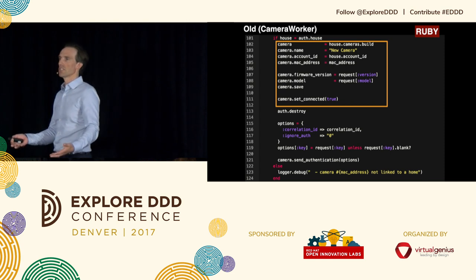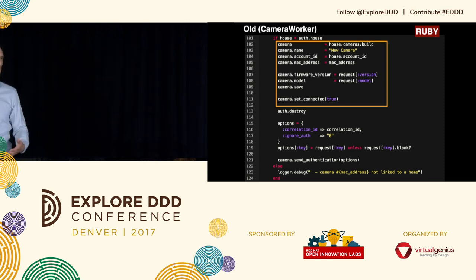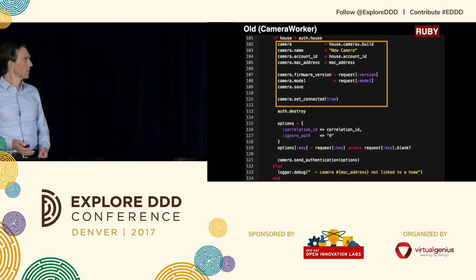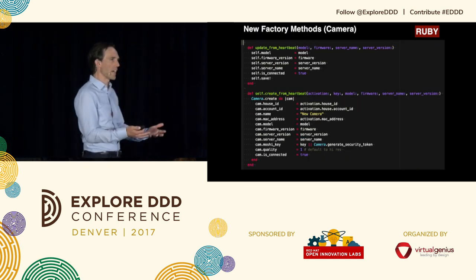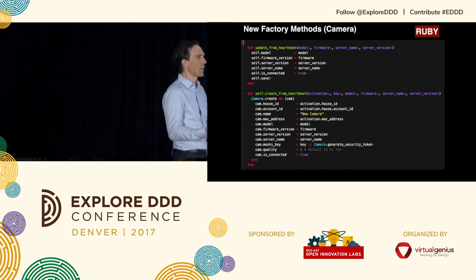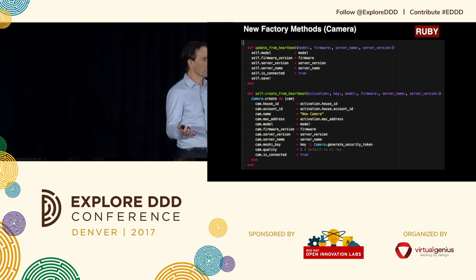So it's like it's doing internal surgery on the camera. It's creating a camera. So what's the pattern if you have to create something? A factory, right? So exactly. So we introduced a factory method.